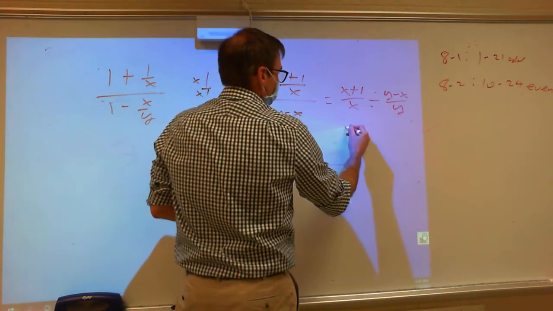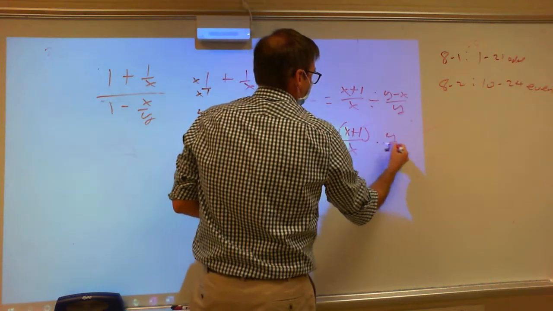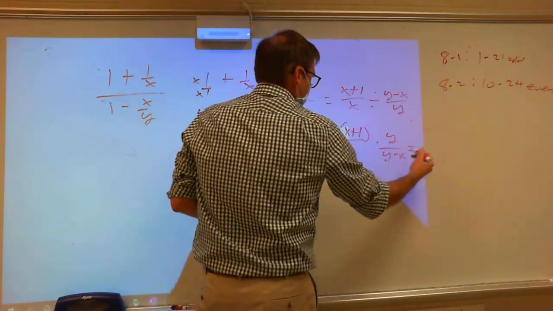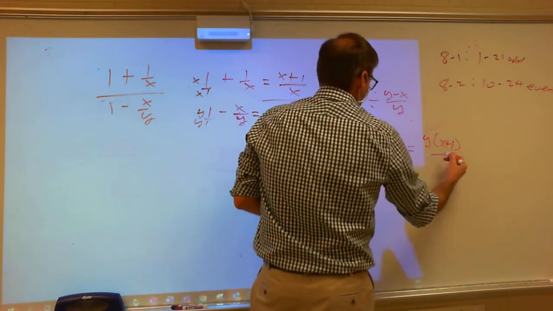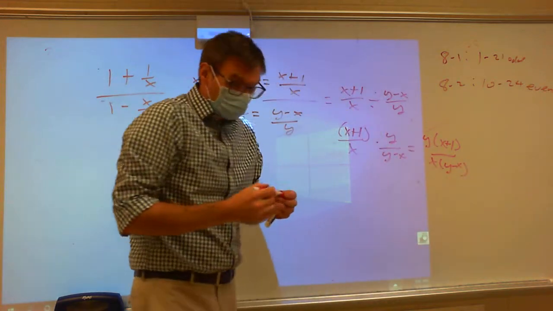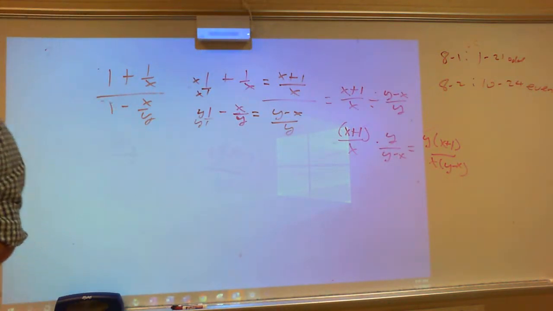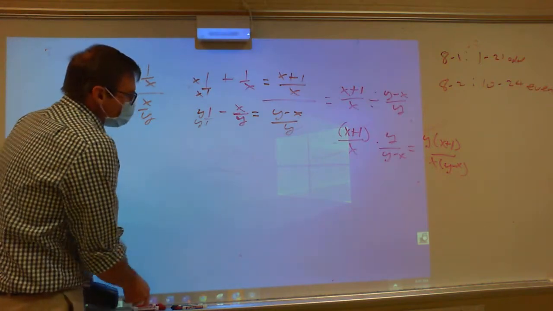I'll end up with x plus 1 over x times y over y minus x. And I end up with y times x plus 1 all over x times y minus x. That's the long way. That's the way I was taught. And if you want to do it that way, that's fine. Here's the clever way.